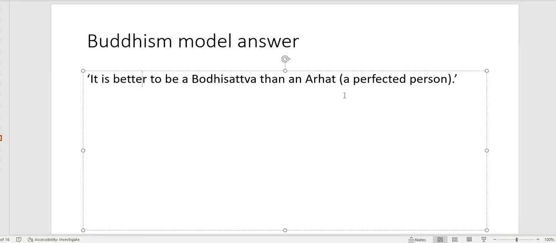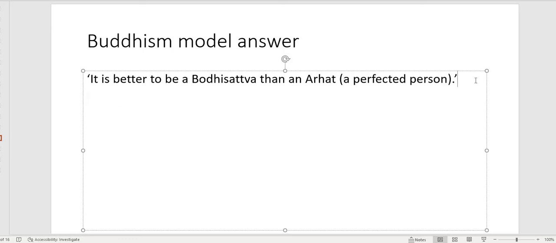So I've chosen a past paper question here from the Teams group. I've got my revision guide next to me, and in that revision guide I've got the pages on the Bodhisattva and Arhat. So I've got information there. I've previously done some understanding tasks based on that, and now I'm going to give this a crack.